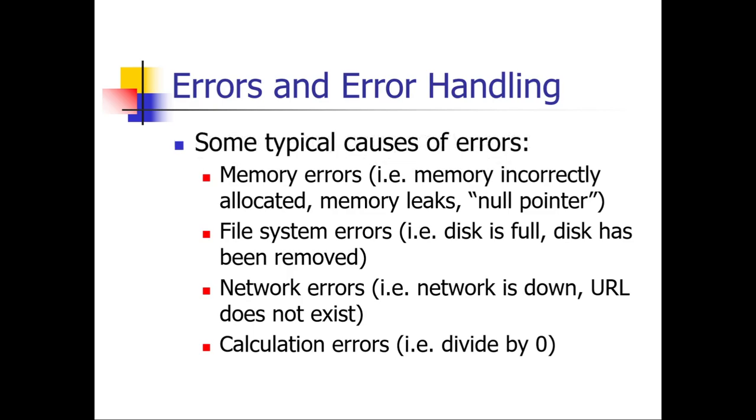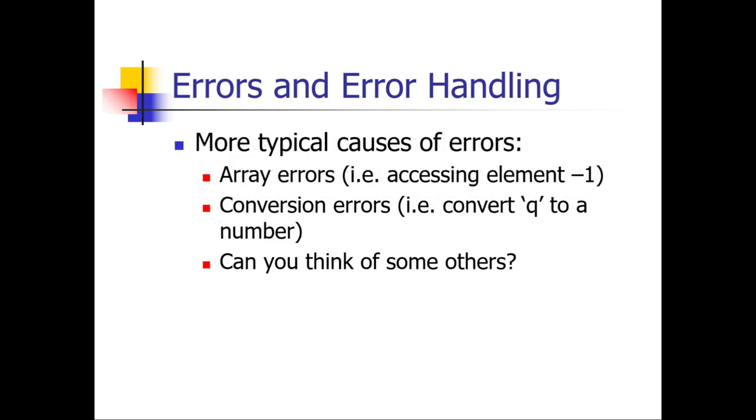Errors and error handling. Some typical causes of errors. Memory errors, for example, memory incorrectly allocated, memory leaks, or null pointer. File system errors, for example, disk is full, disk has been removed, etc. Network errors, like network is down or URL does not exist. Calculation errors, for example, when we try to divide by 0. Array errors, conversion errors, and can you think of some other errors that we and the user may go through?